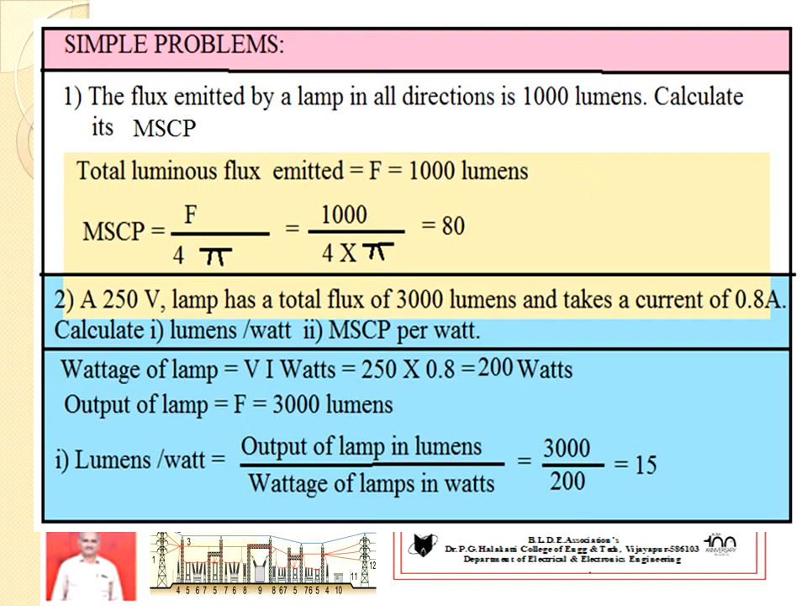Hence, lamp efficiency, or lumens per watt, equals output of lamp in lumens divided by wattage of lamp. So, 3000 by 200, we are going to get 15.